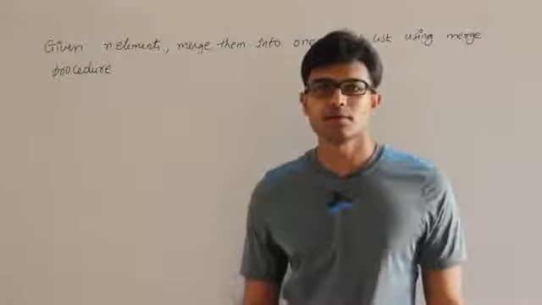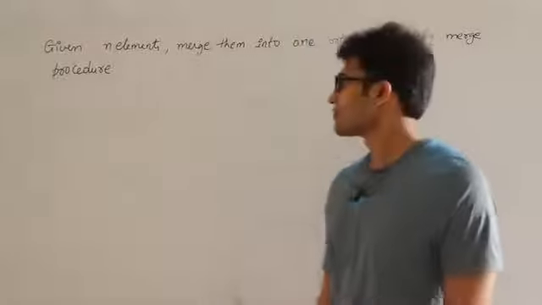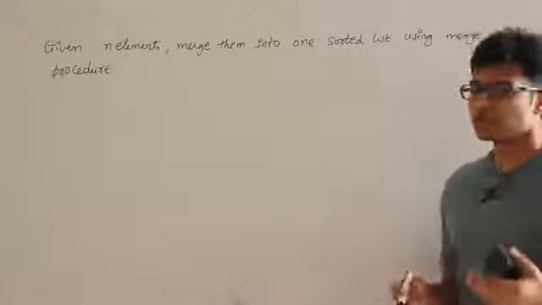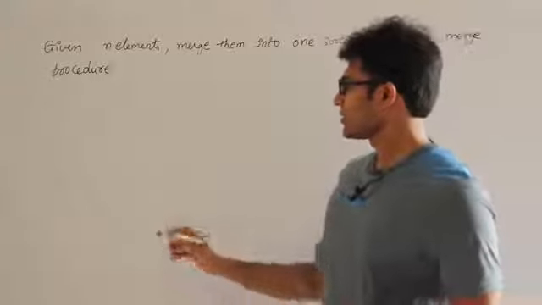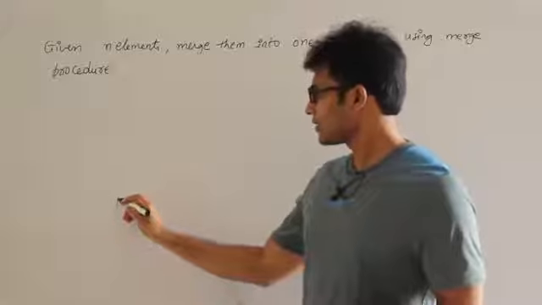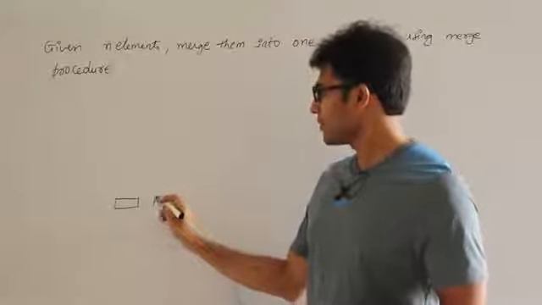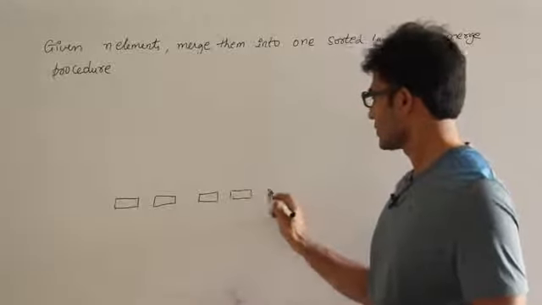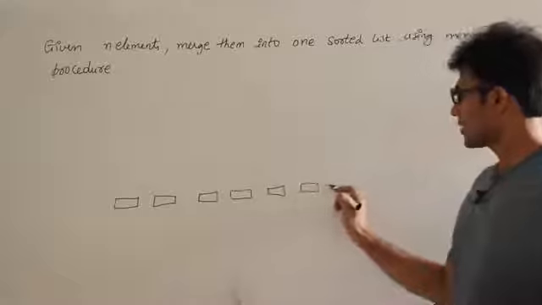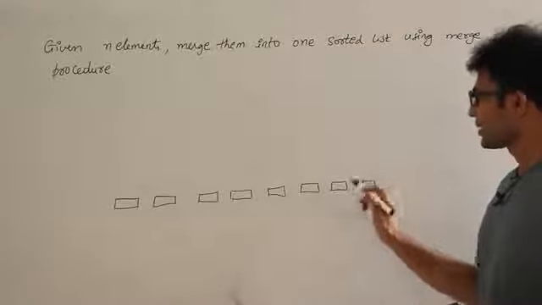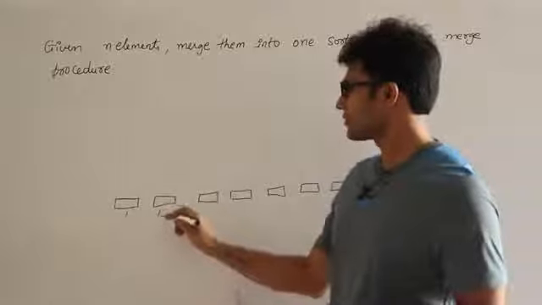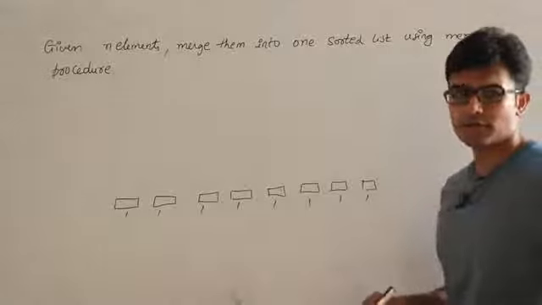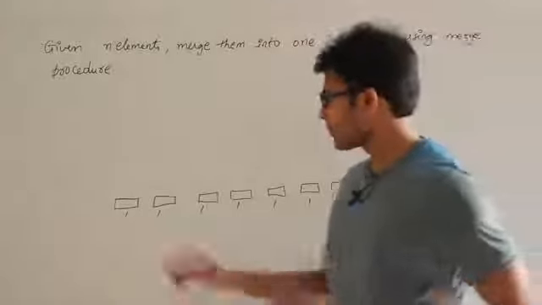Now we shall see merge sort in some other way. Given n elements, merge them into one sorted list using the merge procedure. I can assume that all the n elements are n lists and each list is of size 1, and you already know that every list of size 1 is already sorted. Then I'll merge.